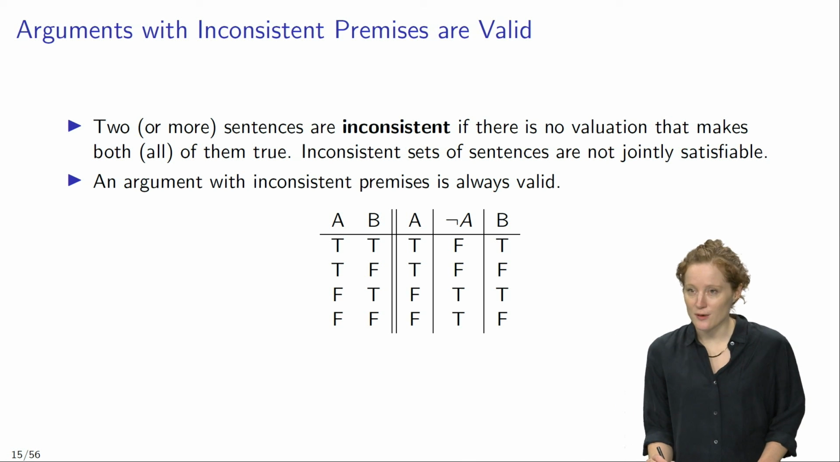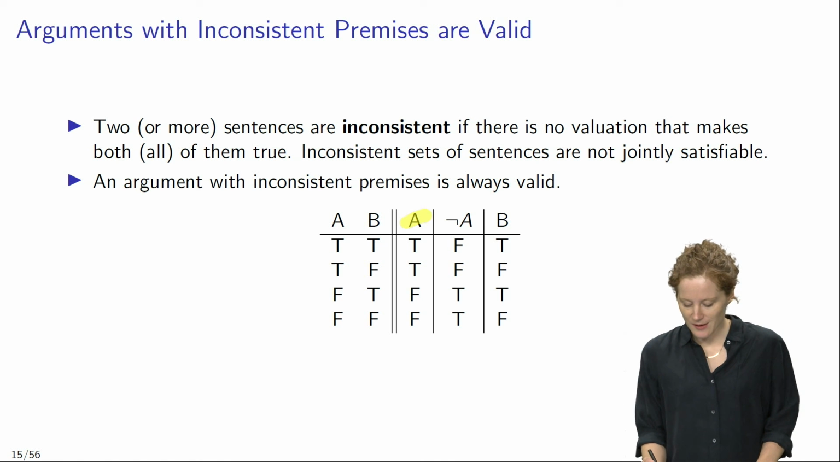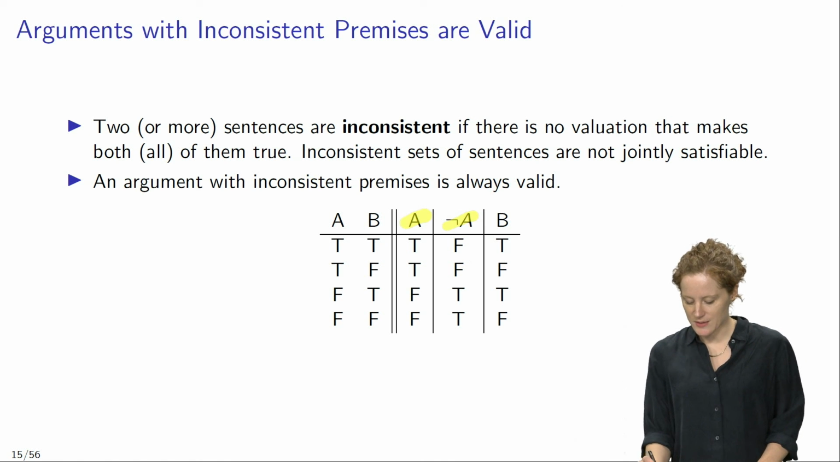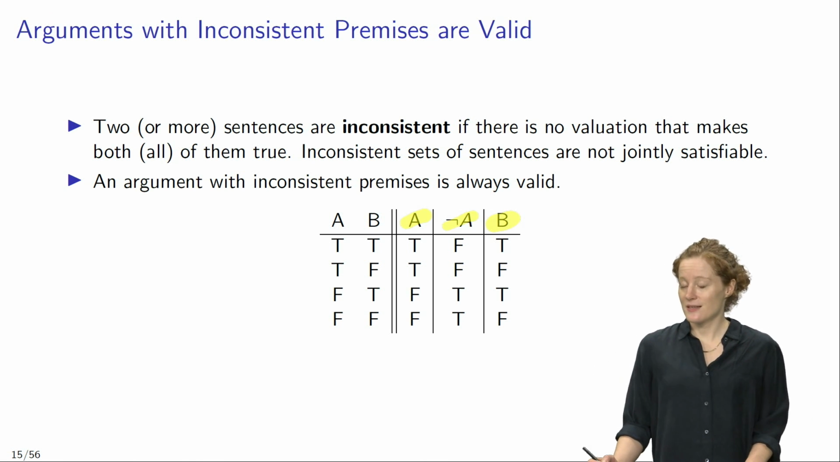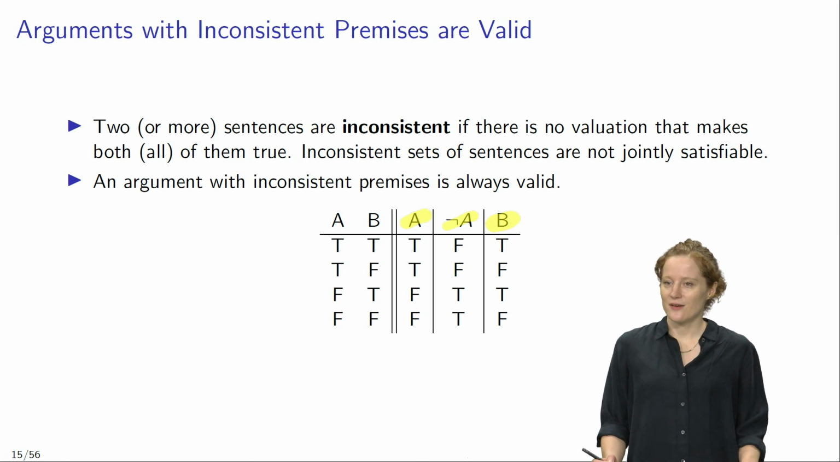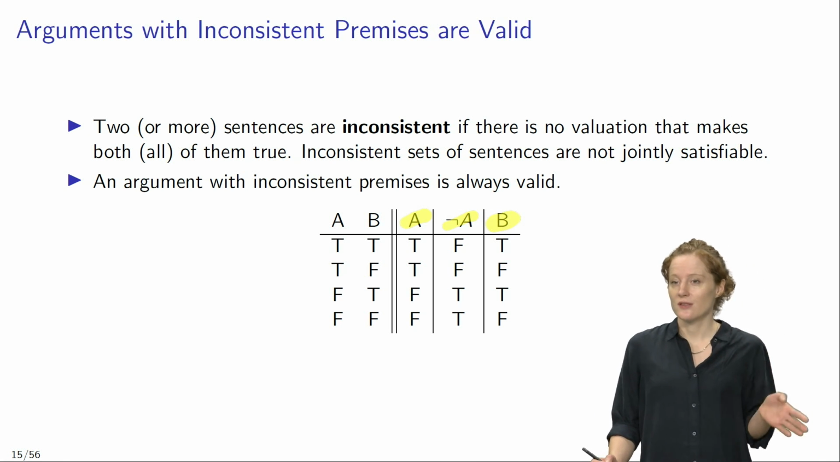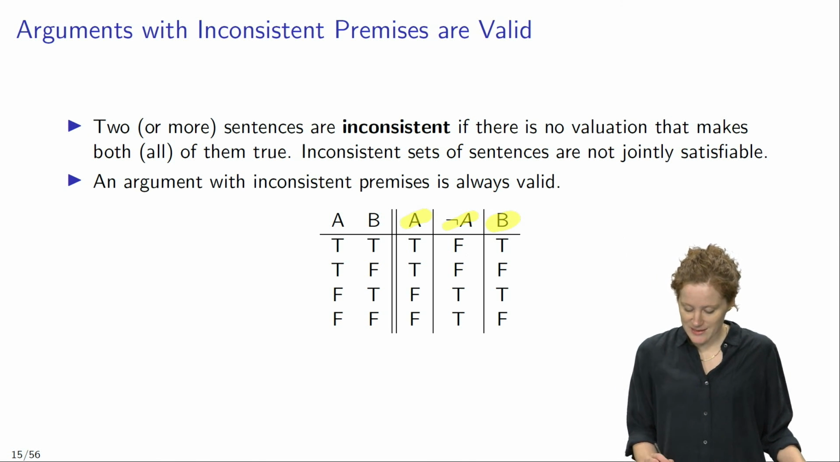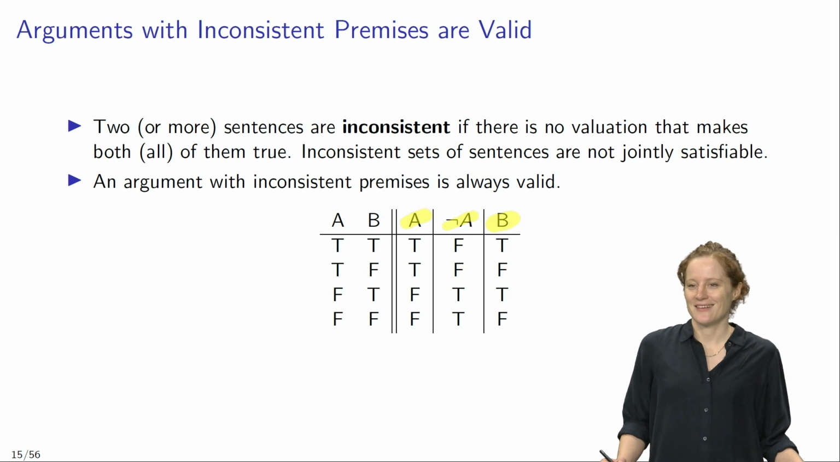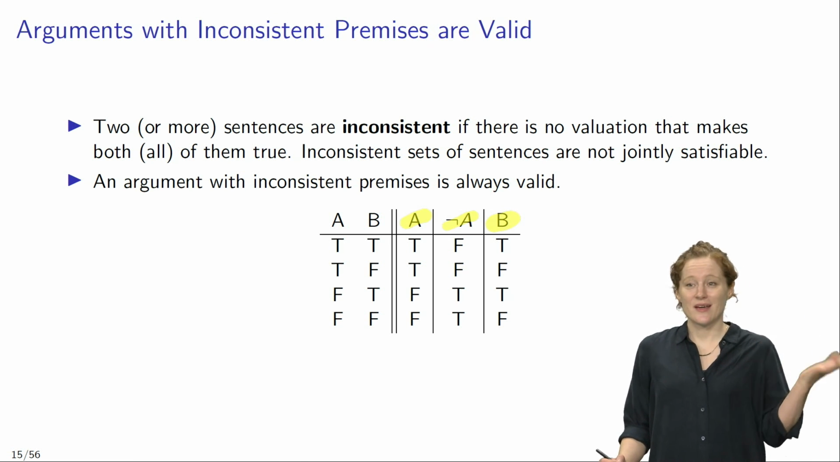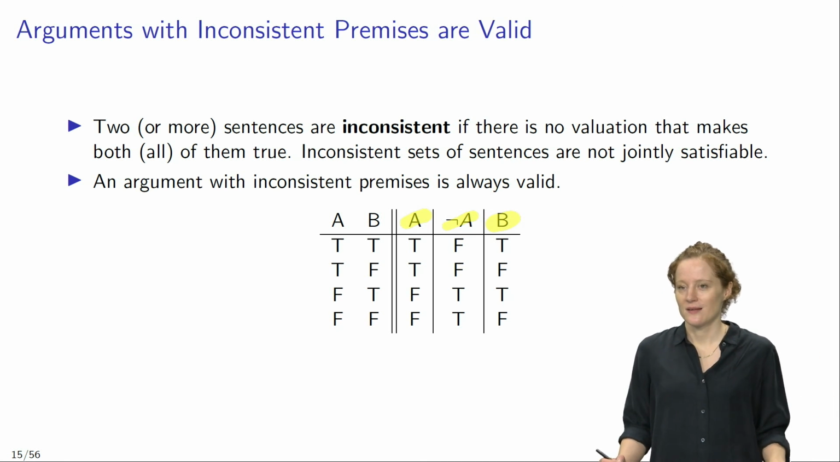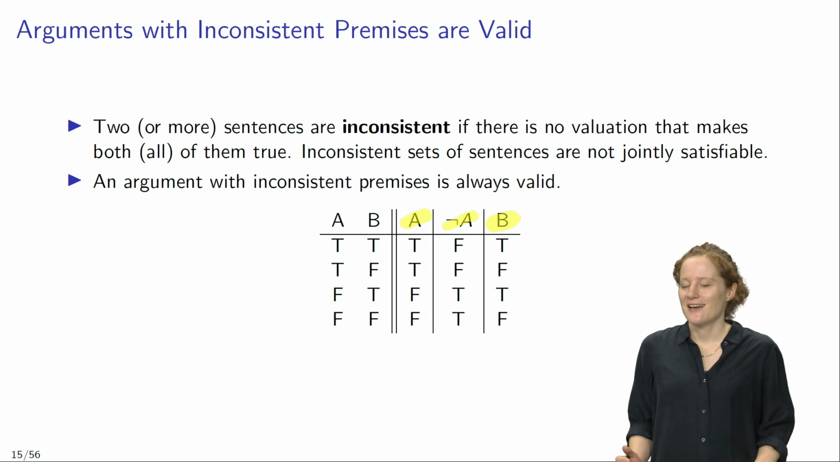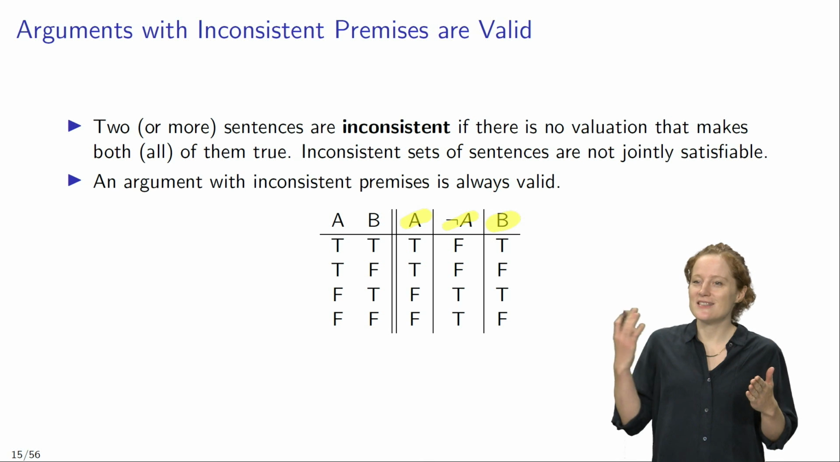Here we are seeing the truth table for an argument with two premises, A and not A, and the conclusion is B. Now this argument is valid if and only if in every line of this truth table where both premises are true, the conclusion is true as well. And if you now look at the truth table, you will see that there simply is no line in which both premises are true. When A is true, not A is false, and when not A is true, A is false.